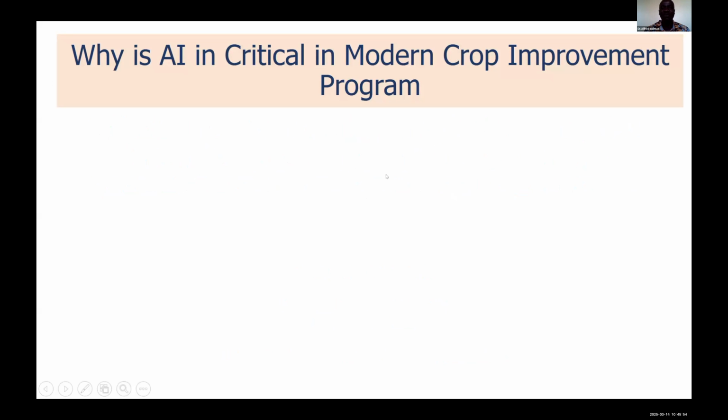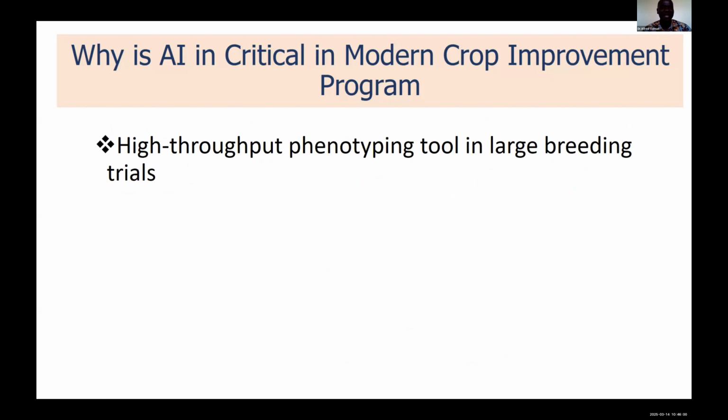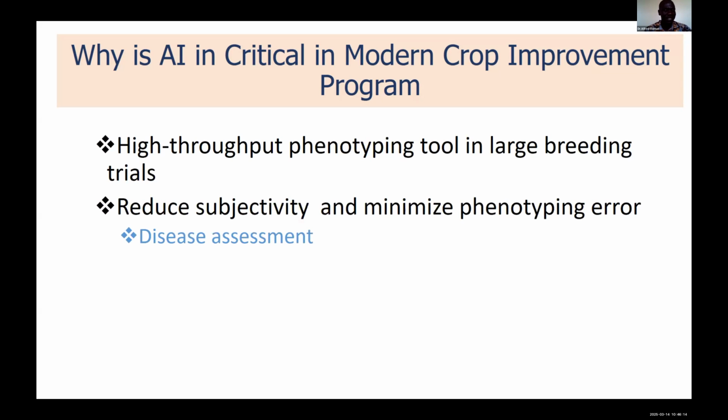Why is AI really considered to be critical in modern crop improvement? I'm sure these are probably familiar ideas, but just to remind us that we know phenotyping large breeding trials is not a simple task, and therefore we need efficient methods of quickly phenotyping, especially in large breeding trials. And the other thing we know is that there can be some subjectivity in data collection, especially when you use 2 or 3 different people. And so one way to minimize this subjectivity is to use AI-trained tools so that you minimize error. For example, think about collecting disease data.